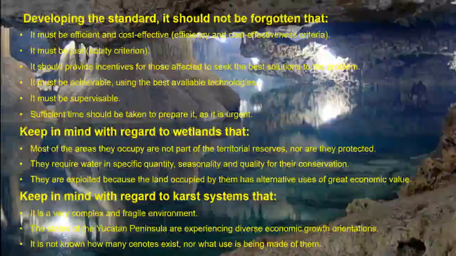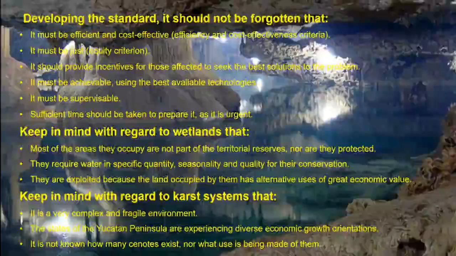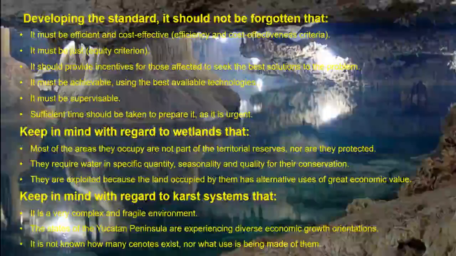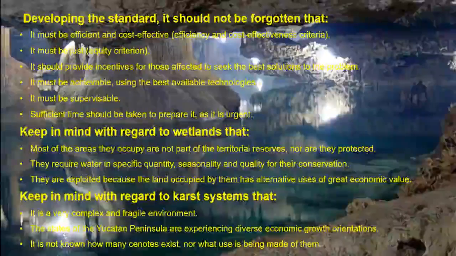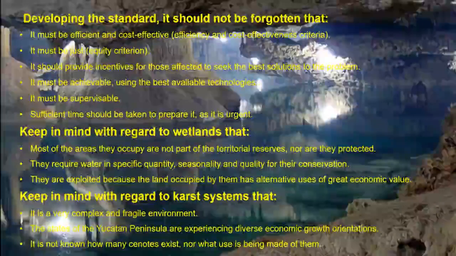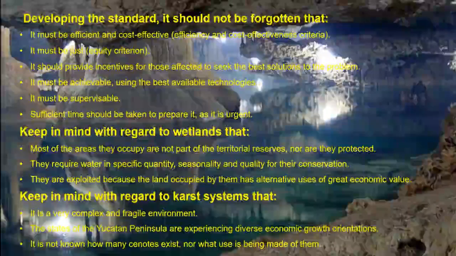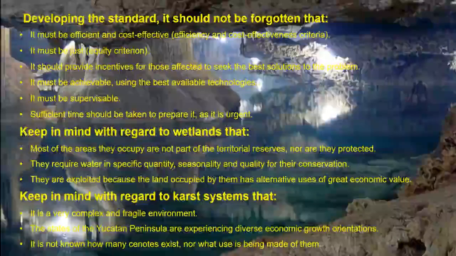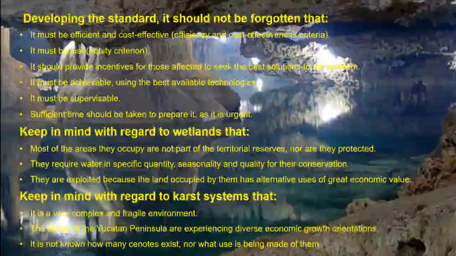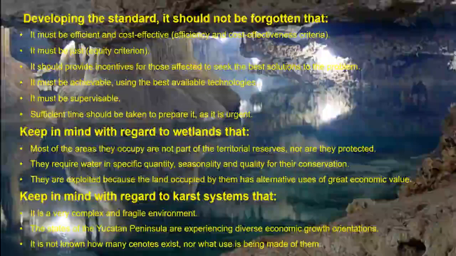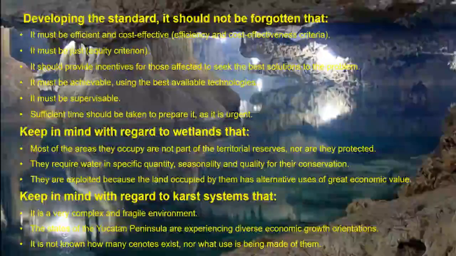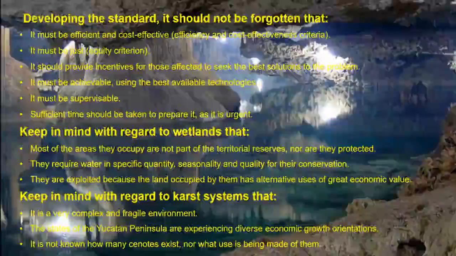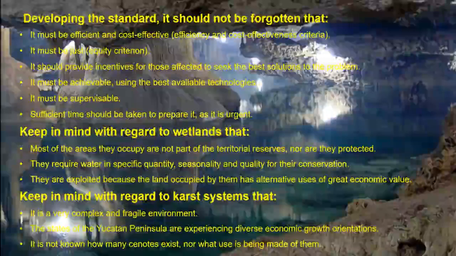And the states of the Yucatan Peninsula have a diverse economic growth orientation. So we have to focus on that economic orientation and set rules to modulate each of these growth schemes. And another very important part in the Yucatan Peninsula is that we do not know how many cenotes there are or what their use is. As I said, they can be used to extract water, to receive wastewater, and to receive solid waste for tourist use.